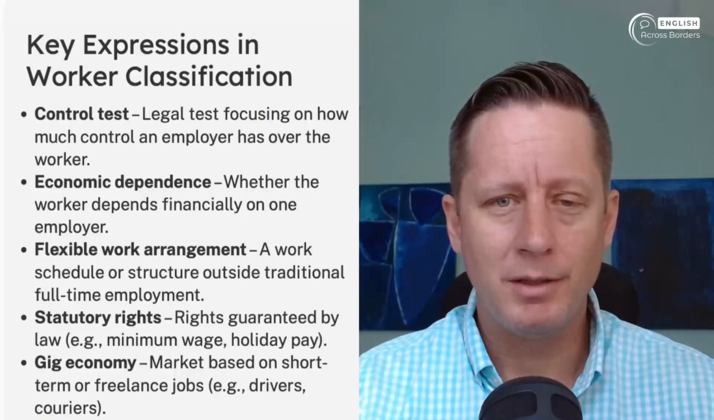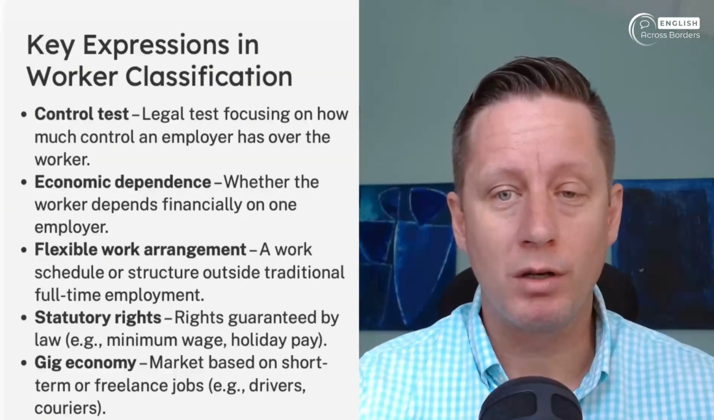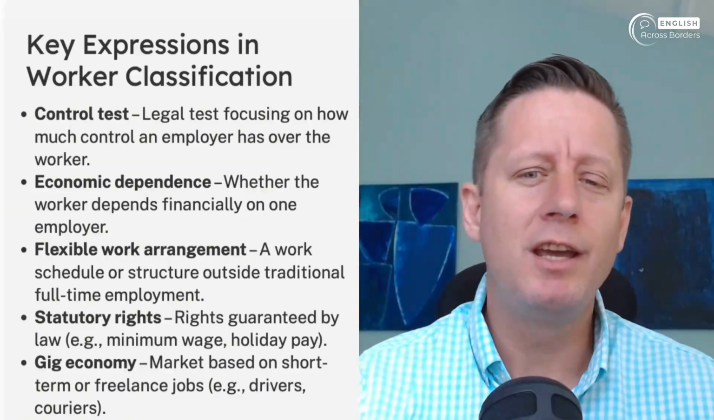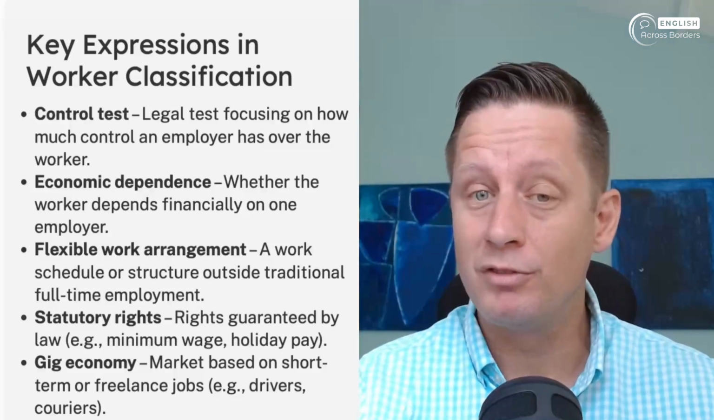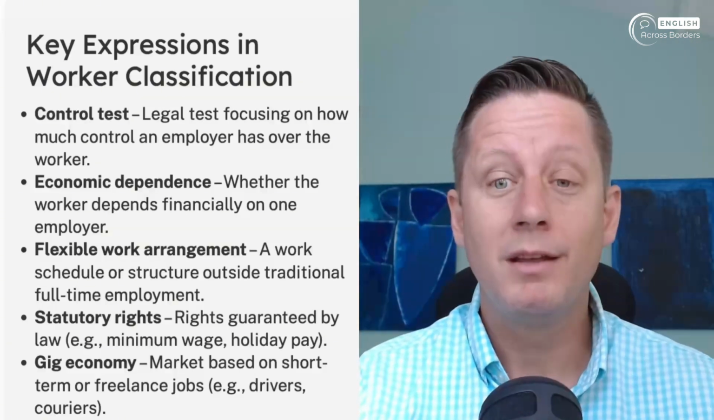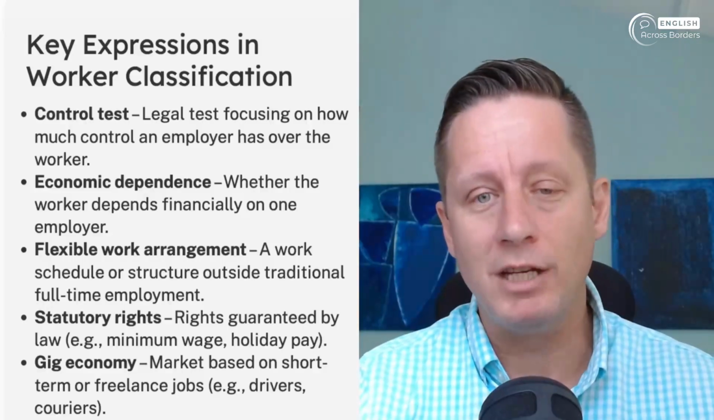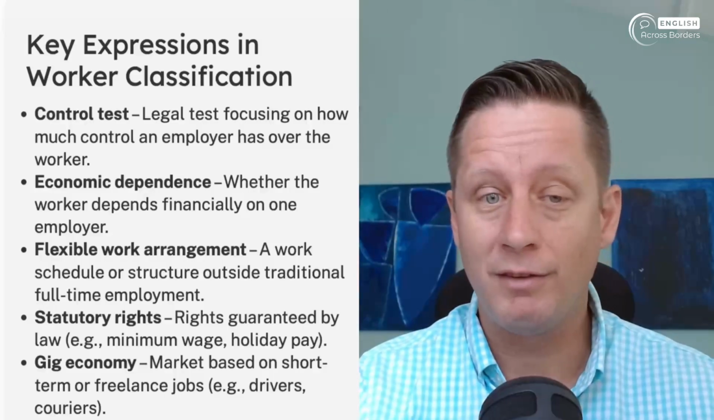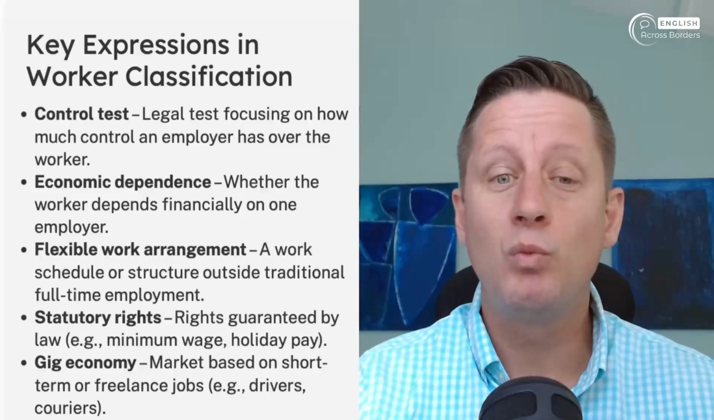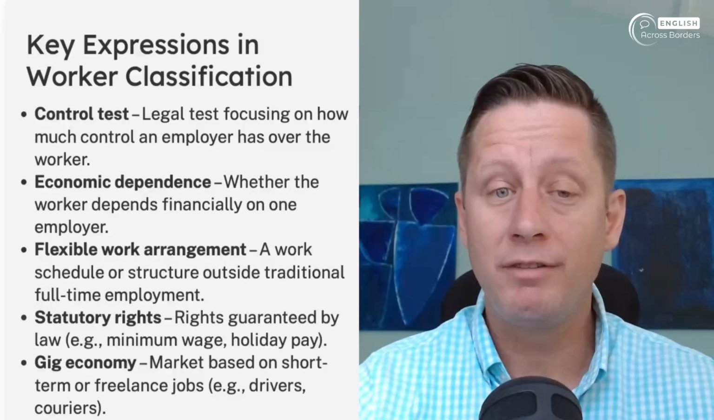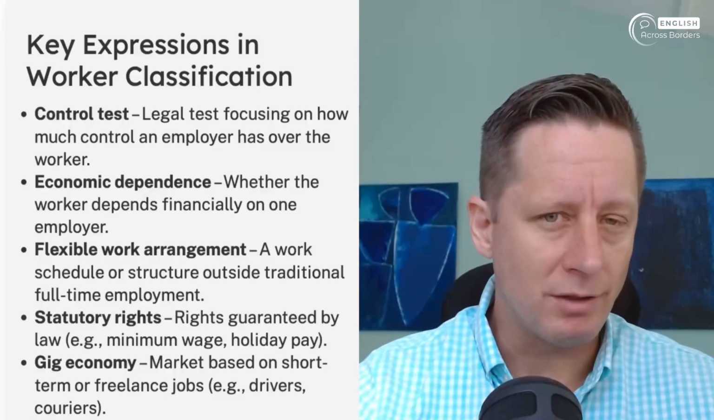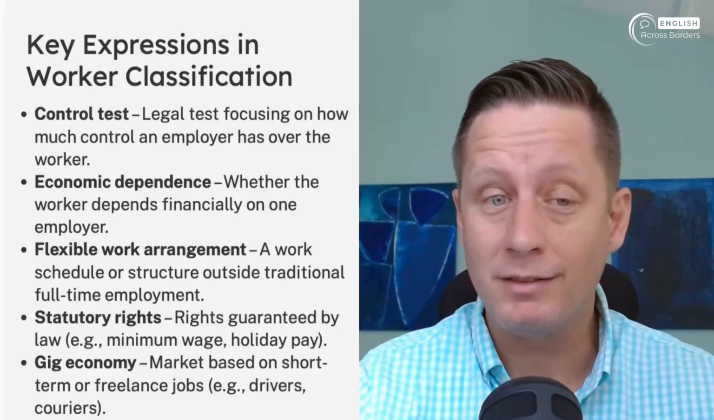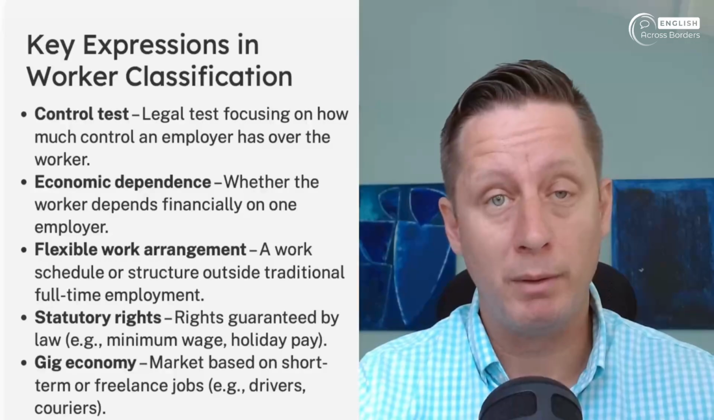Gig economy, which is short-term or app-based work like delivery drivers or ride sharing. For example, the gig economy has created many disputes about employment status. Severance pay. It's compensation for employees when their job ends. Contractors usually do not receive it. For example, the dismissed worker received 6 months of severance pay. These expressions help lawyers explain the tests, rights, and modern realities of distinguishing contractors from employees.